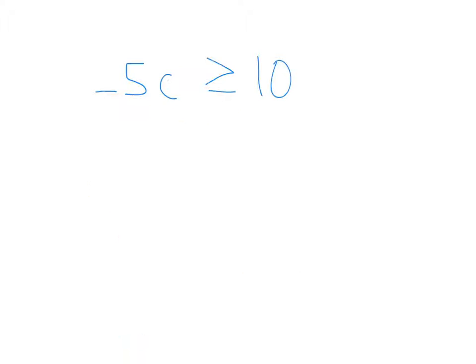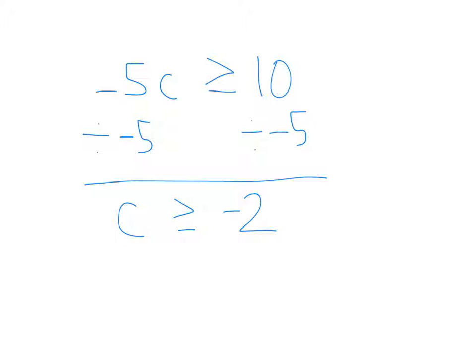So now we're going to come up to the big exception of how working with inequalities is different than working with equations. So here I have negative 5c is greater than or equal to 10. If I were to solve this the regular way, you'd think obviously I would just go ahead and divide it by negative 5. And I'd be left with c is greater than or equal to negative 2. That would make sense on some level.